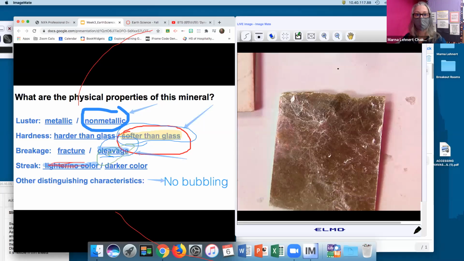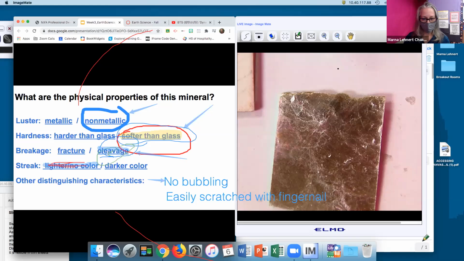And that's a distinguishing characteristic. It was really, really easy to scratch that with my fingernail, okay? So whoever did the no bubbling, oh yeah, nice, easily scratched with fingernail. You guys are awesome. Okay, nice. Okay, so now we've got all of the physical properties.